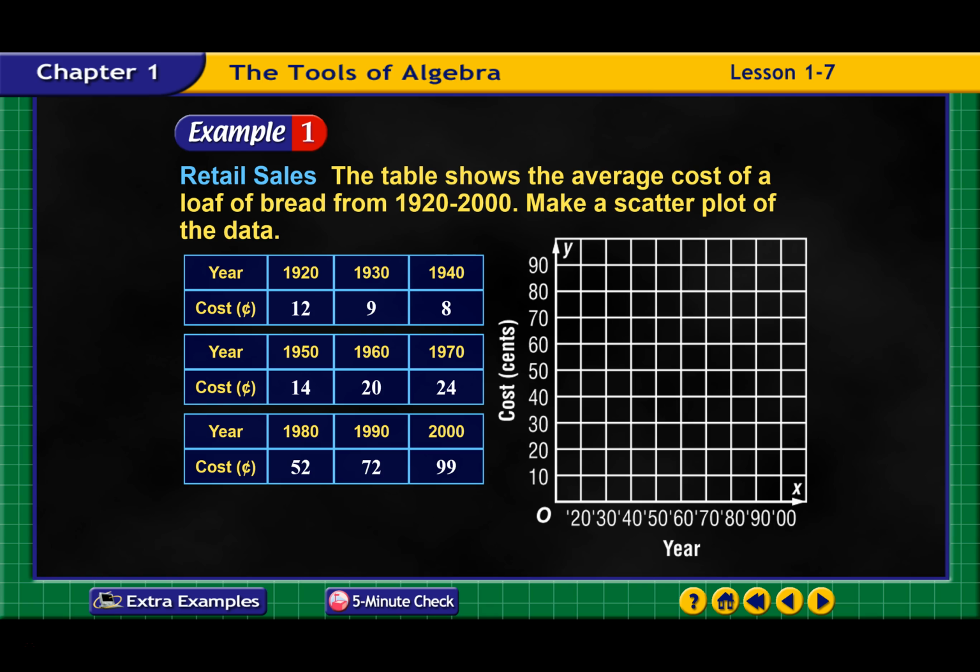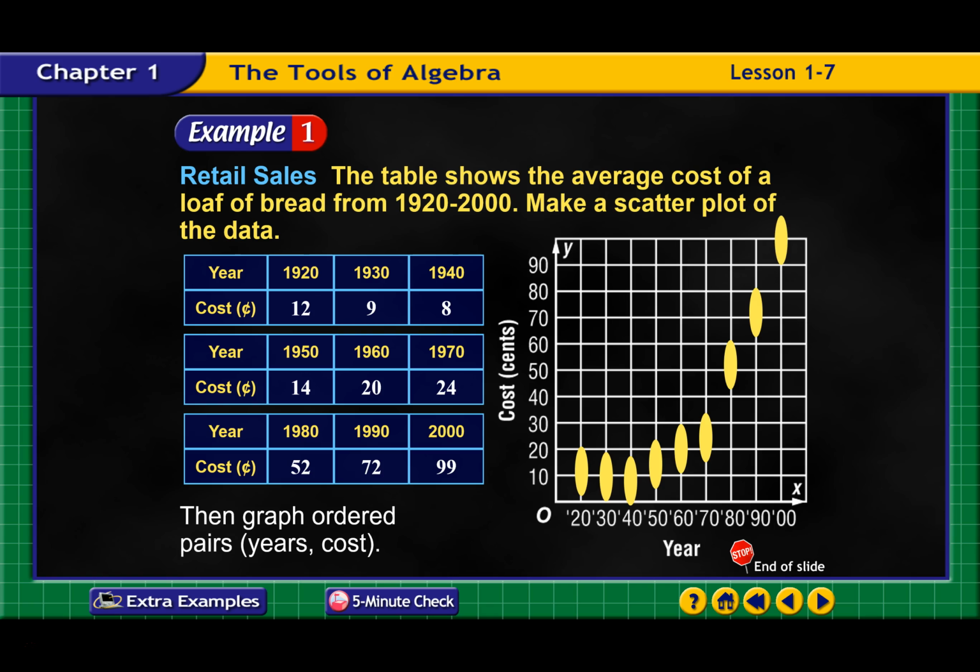Okay, so then I'm going to start graphing each individual one. Graph the ordered pairs, years to cost. Years goes here, cost goes here. So in 1920, it cost 12, and this is just approximate. 1930, it actually went down. 1940 went down again, Great Depression years. After the Great Depression, it bumps up to 15 cents, 20 cents, 24 cents, 52 cents. Big jump between the 70s and 80s. Big jump again up to 1990, and in 2000 it cost 99 cents. It'd be interesting to see what it costs today, 20 years later almost, whatever year it is now when you're watching this video.